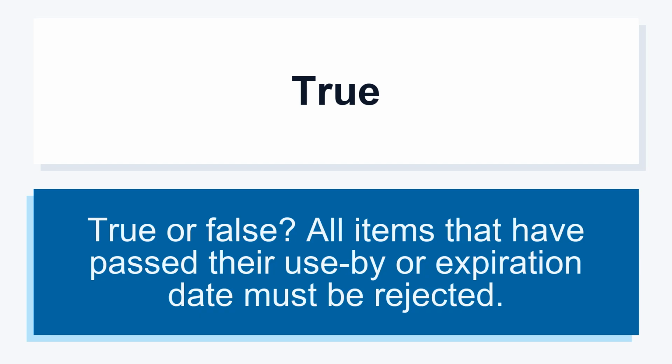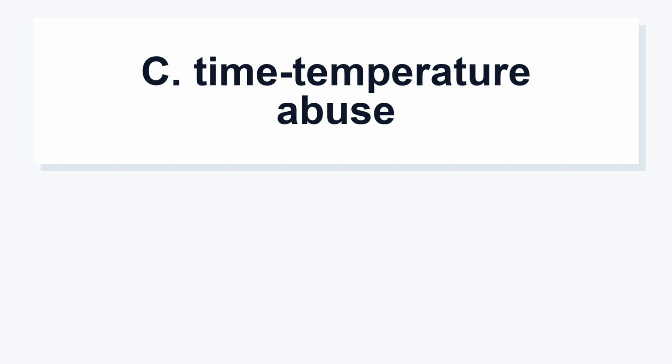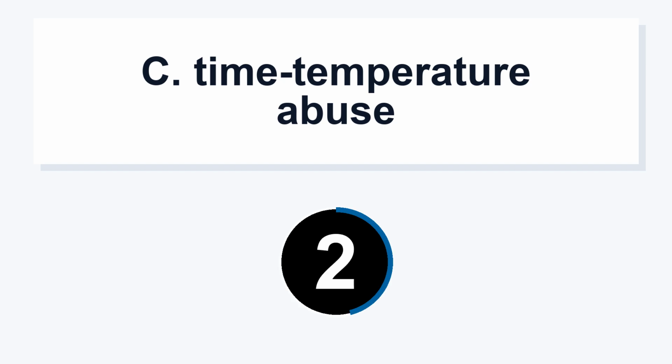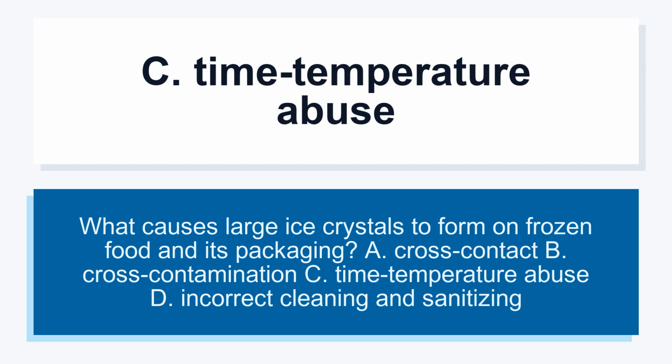True or false? All items that have passed their use by or expiration date must be rejected. C. Time temperature abuse. What causes large ice crystals to form on frozen food and its packaging? A. Cross-contact. B. Cross-contamination. C. Time temperature abuse. D. Incorrect cleaning and sanitizing.